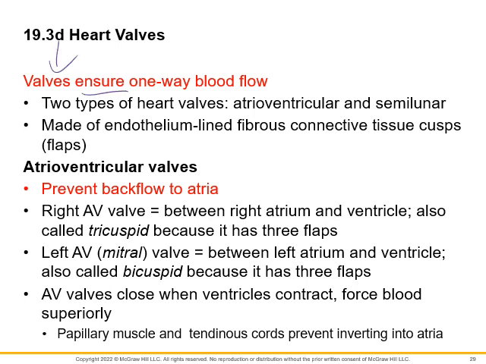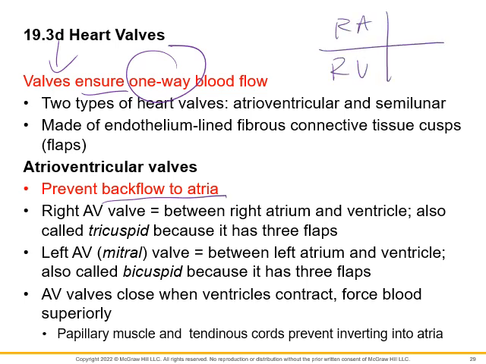These valves ensure one-way blood flow. We do not want backflow into the atria. So we have right atrium, right ventricle, left atrium, left ventricle. So the blood goes from the right atrium into the right ventricle. We want this right ventricle blood to go out to the lungs, right? We do not want the blood to backflow.